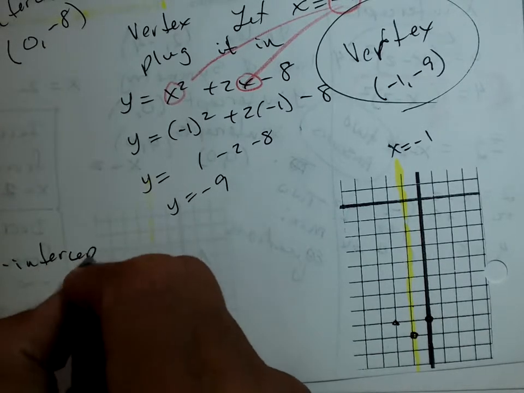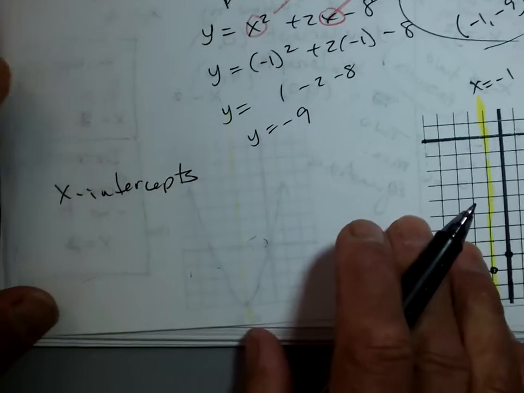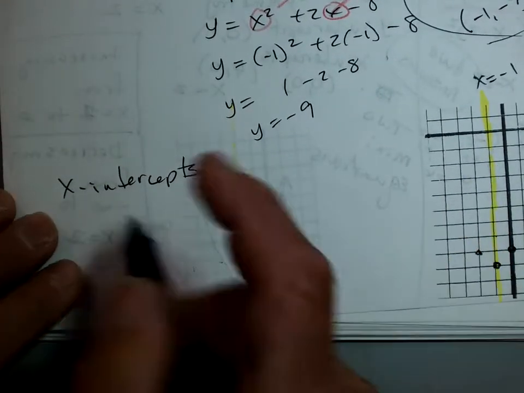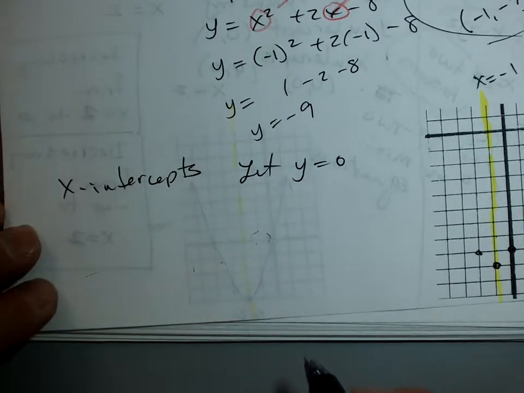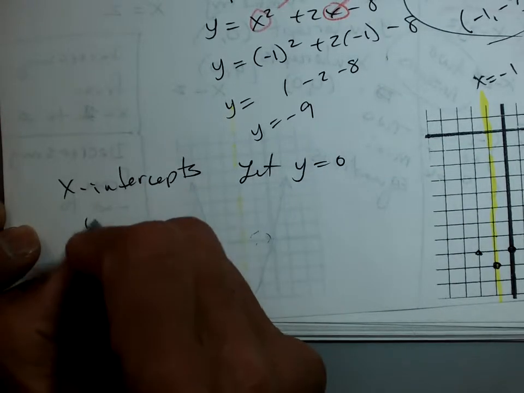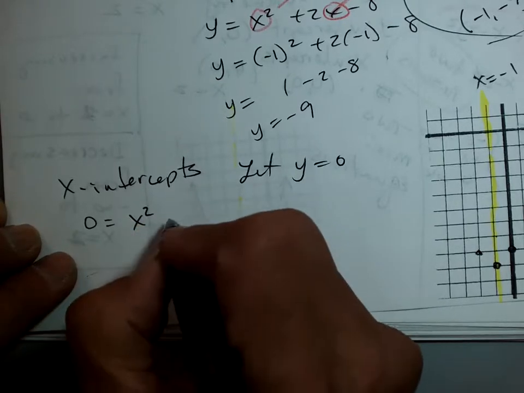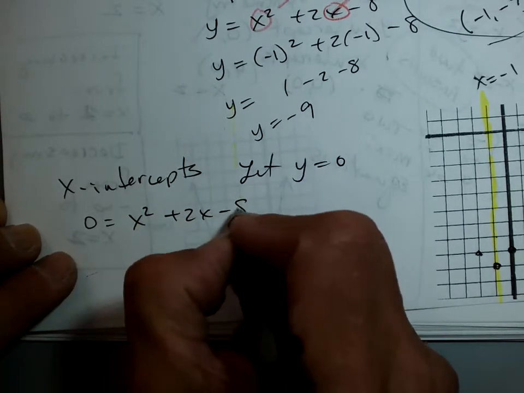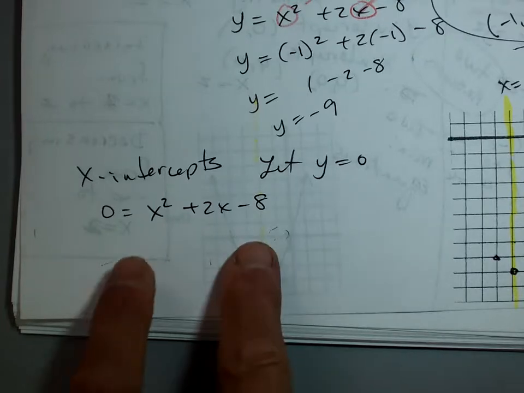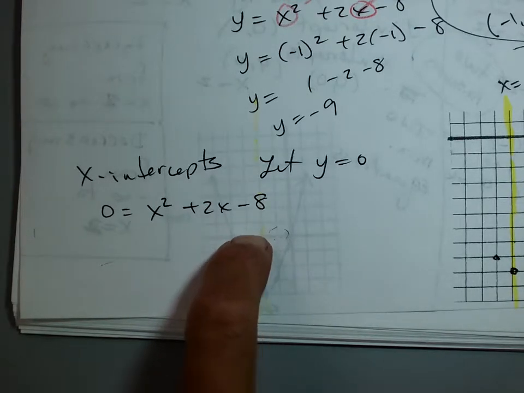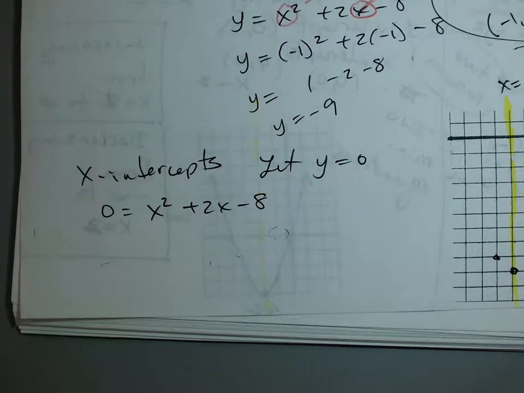X-intercepts, okay? To find my X-intercepts, we set Y equal to 0. So we've got 0 equals x squared plus 2x minus 8. We learned how to factor last year. Doesn't mean you remember it, but maybe somebody remembers how to factor. We've got to solve for x. There are 2 answers, and that makes sense for X-intercepts. So let's factor.